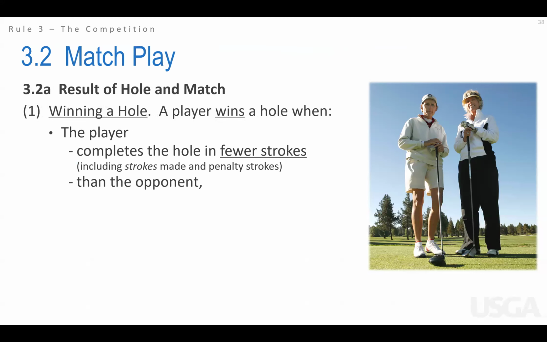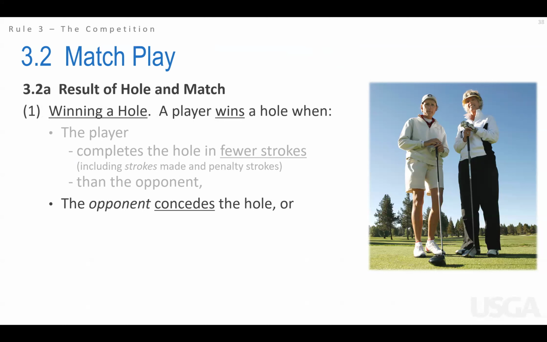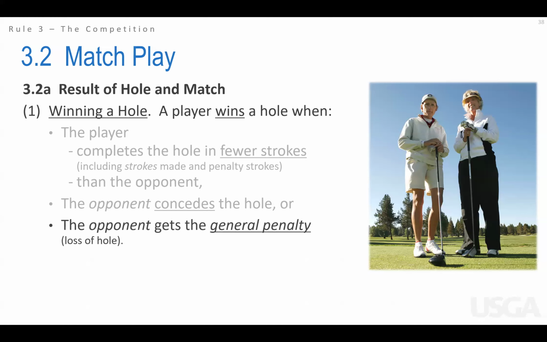How do we win a hole in match play? Well, we simply have to complete the hole in fewer strokes than our opponent does. Or the opponent concedes the hole. There's a possibility that there's no possible way the opponent is going to make up all those strokes the other player has already taken, so they can just concede the hole. It's also possible the opponent or the player gets the general penalty, which we know in match play is loss of hole. As soon as the player or the opponent does something that carries the general penalty, the hole is over and the other person has won.